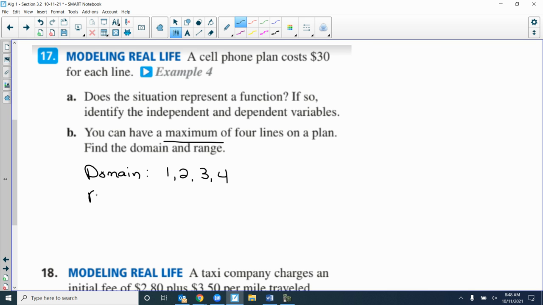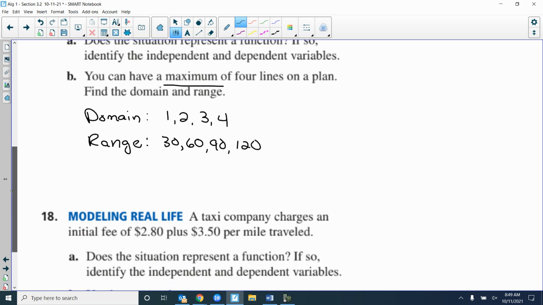Well, based upon the cost will be our range. What's the cost of 1 line? It's $30 for each line, so the cost for 1 line is 30. So that's your range. The cost for a second line is 60, 90, 120. So take a look at how that works out.